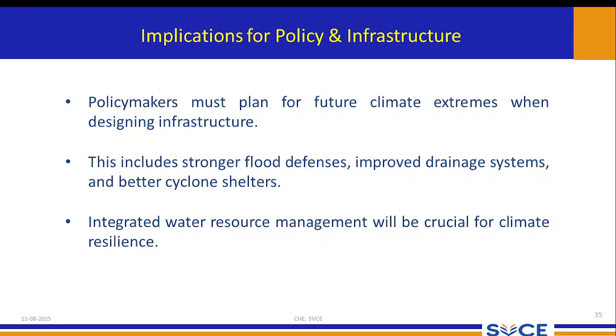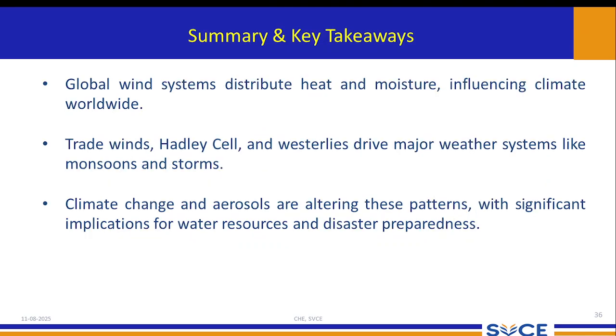Implication for policy and infrastructure. Policymakers must plan for future climate extremes when designing infrastructure. This includes stronger flood defenses, improved drainage systems, and better cyclone shelters. Integrated water resource management will be crucial for climate resilience.